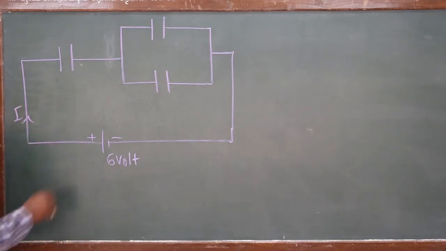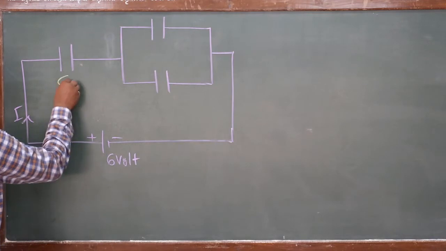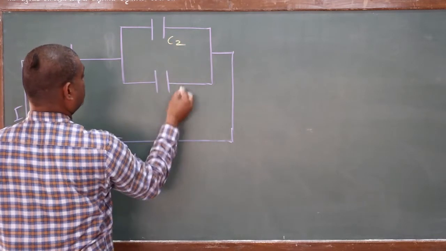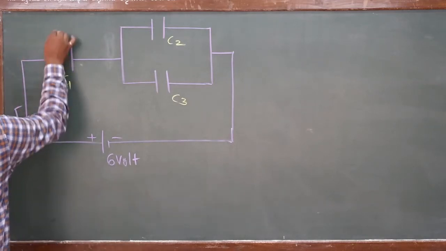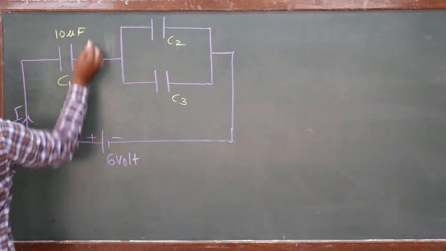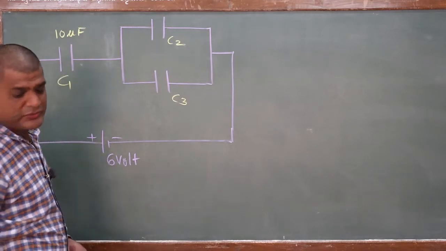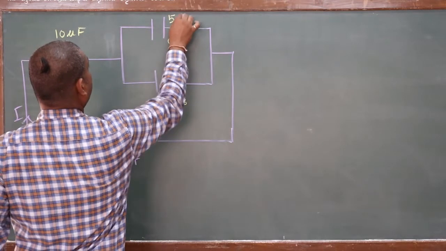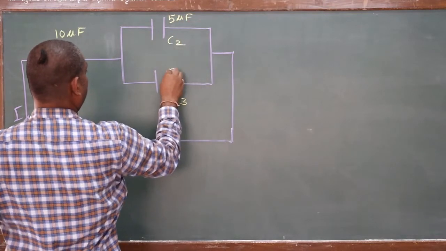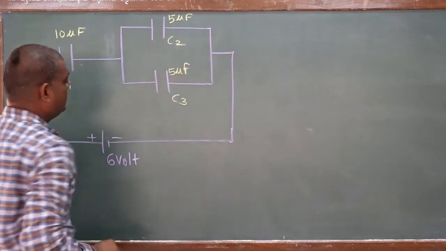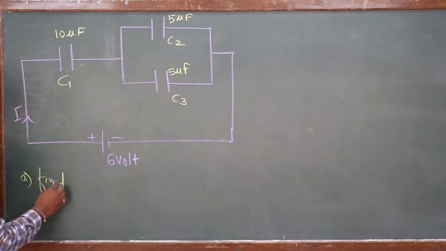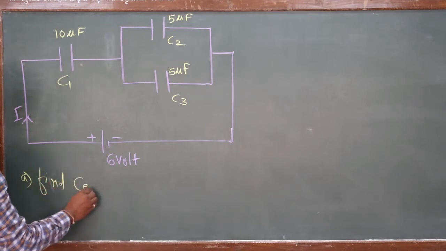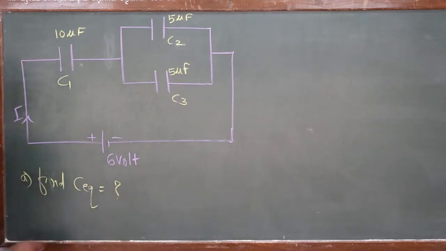Current I is flowing. It is C1, it is C2, it is C3. C1 is 10 microfarad, C2 is 5 microfarad, and C3 is 5 microfarad. The question is, find the C equivalent of this diagram.